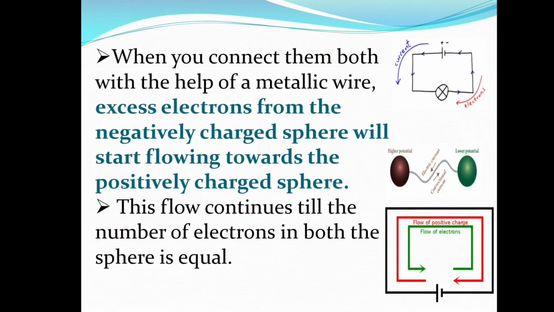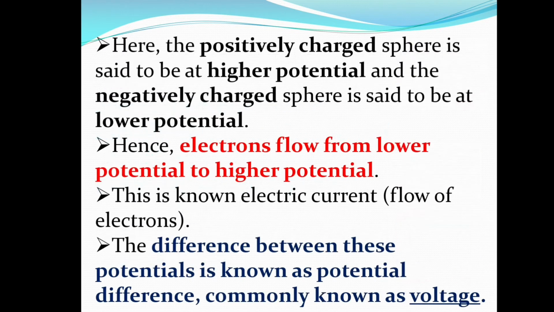When you connect both of them with the help of a metallic wire, excess electrons from the negatively charged sphere will start flowing towards the positively charged sphere. This flow continues till the number of electrons in both spheres is equal. The positively charged sphere is said to be at higher potential, and the negatively charged sphere is said to be at lower potential.